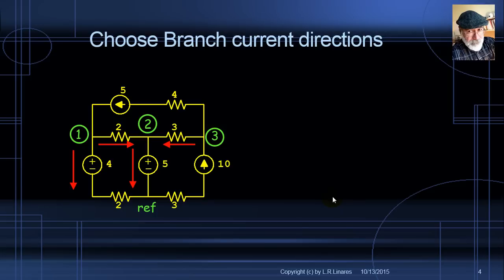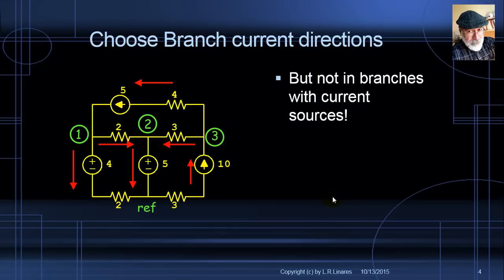Next step, choose the current direction in every branch, but not in I branches. In I branches, you already know the direction of the current, as here in the 5 amp source and in here in the 10 amp source. Those are given.